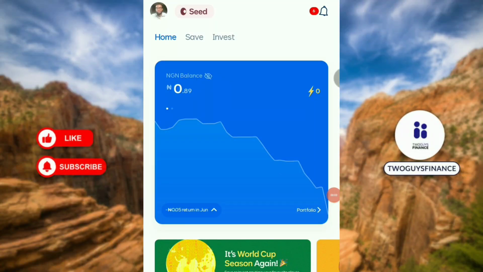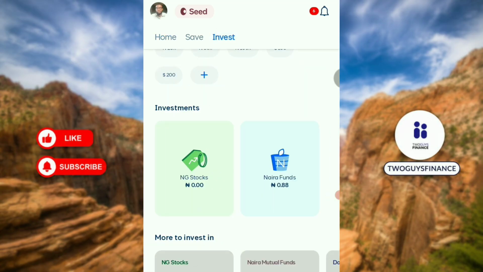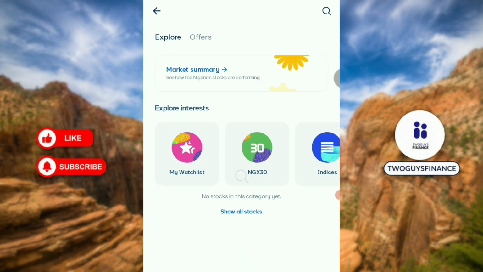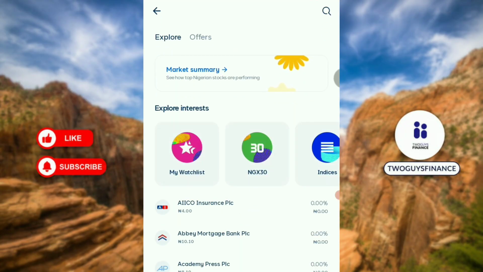How to buy NGX stock through Cowrywise. Click on Invest. After clicking on Invest, you'll be taken to an interface where you are going to see NG stocks. Then you click on NG stocks.